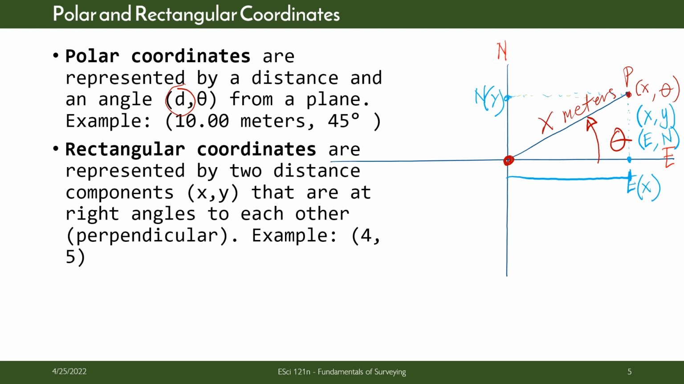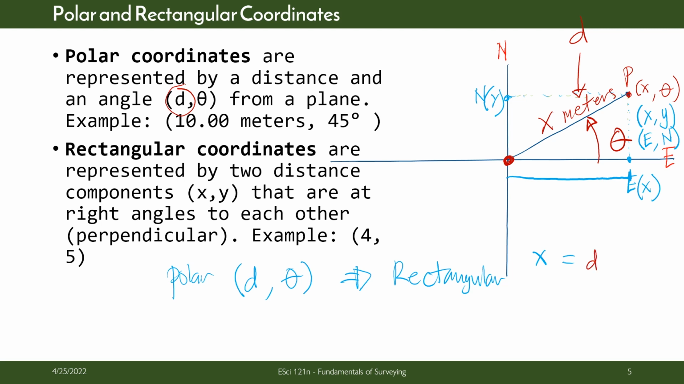Here we can also convert polar coordinates to rectangular coordinates. For example, you are given polar coordinates, represented by a distance and angle. In order for us to convert it into rectangular, x is equal to d times the cosine of your angle, where d is your distance. Then y is just equal to d sine of theta. Okay, so that's how you convert.